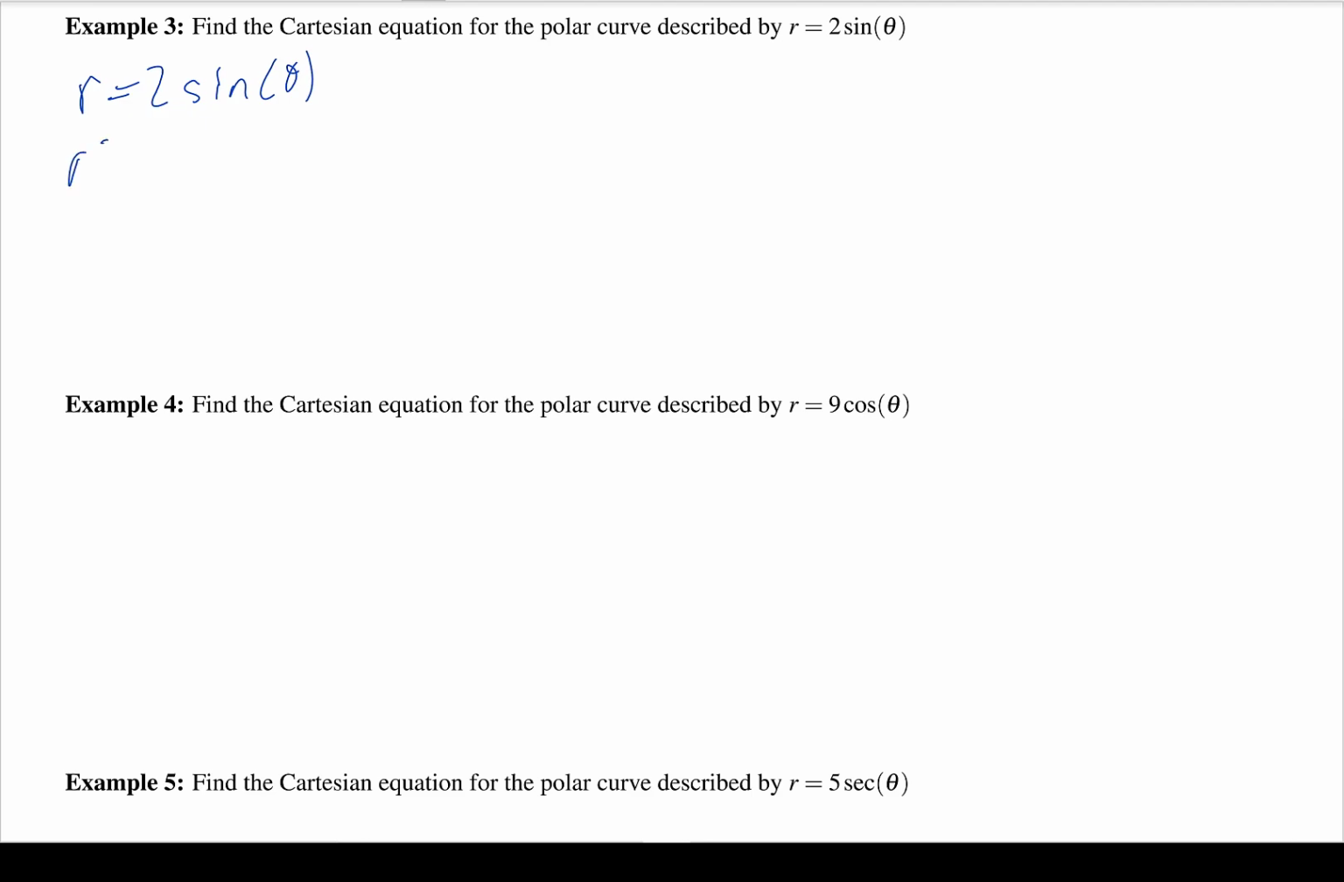So that'll give me r squared is equal to 2r sine theta. Well, we know that r squared is equal to x squared plus y squared. And we know that r sine theta is equal to y. Okay, so now I want to try to get this into something that we understand. So what I'm going to do is I'm going to subtract our 2y over to the left-hand side.